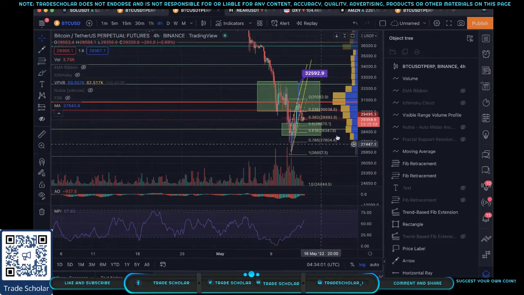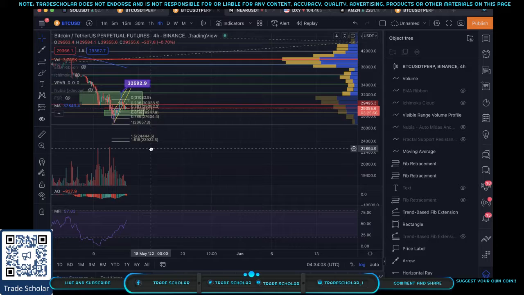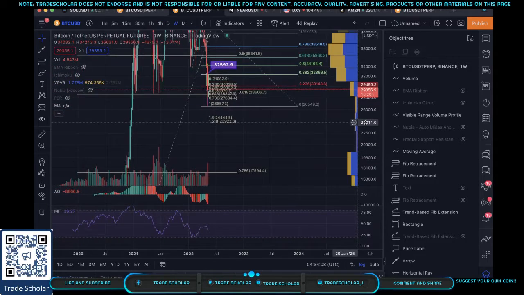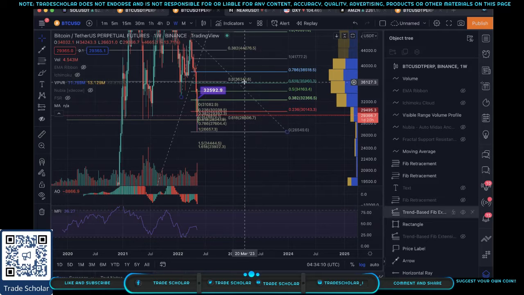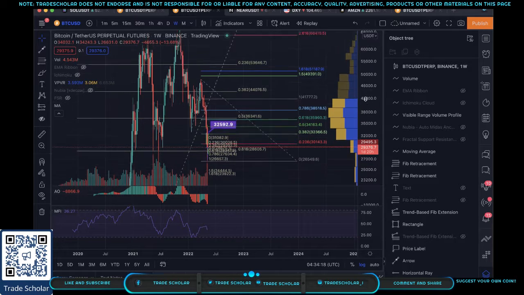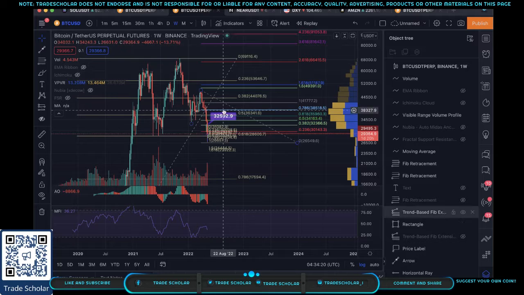So we will start our rally. And if you ask me, the price targets would be 0.618, 0.5 at 36,000, and 0.382 at 44,000. So that's our retracement area to the upside.